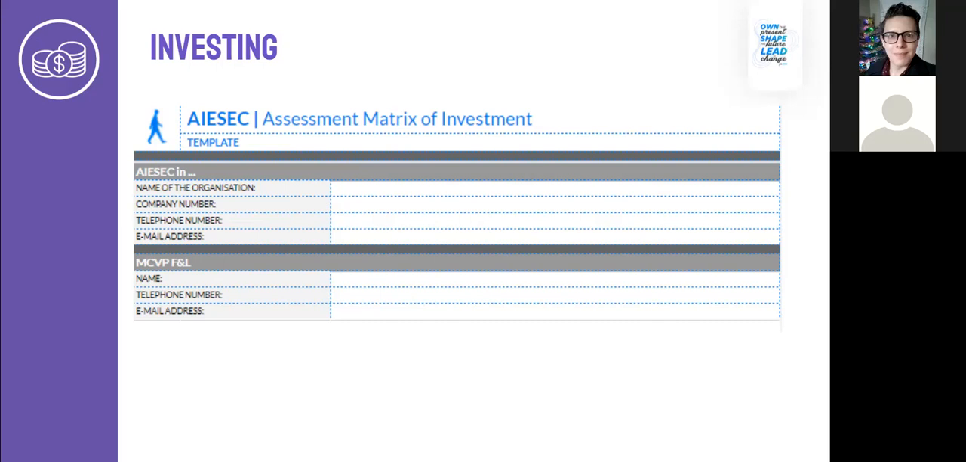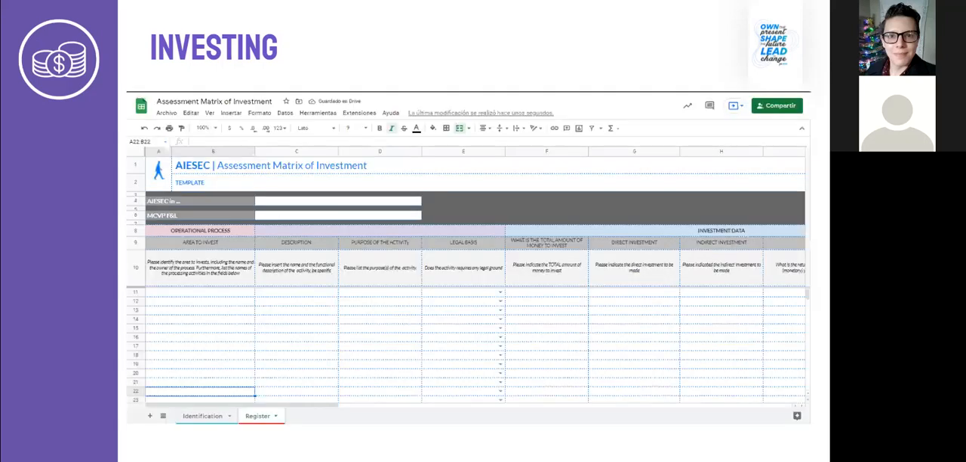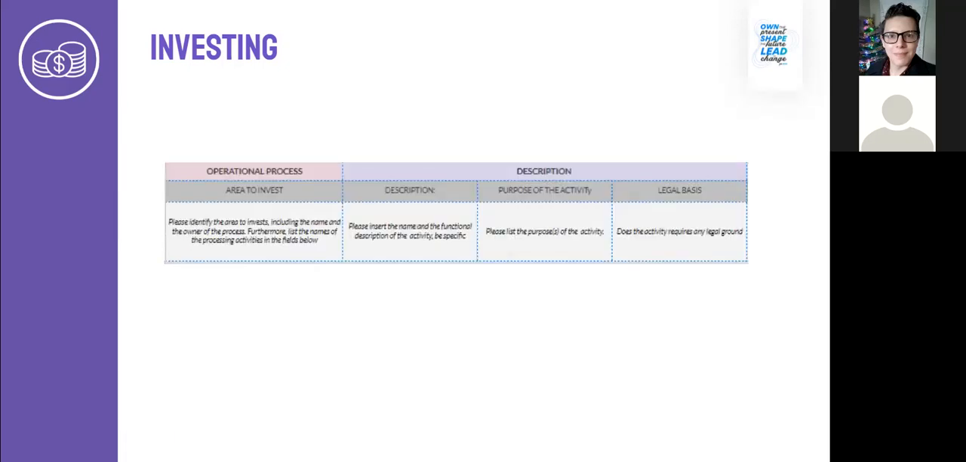So this is the cover of the assessment matrix of investment. It is just the general information where you put the name of the organization and who is the responsible, who is the MCVP Finance. Then we have the template of the steps that you should be following on the matrix. They are divided into several steps. For example, the first one is the area to invest. First, you identify which area you're investing in. If you're investing in PM, in OGT, in IGT, in any program of IWA, or in marketing, you will decide.